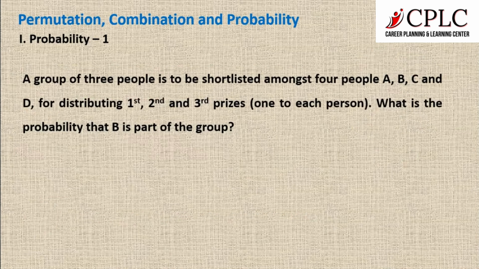Now, using this, let's solve this question. A group of 3 people has to be shortlisted among the 4 people A, B, C, D for distributing the first, second, and third prize, 1 to each person. What is the probability that B is part of the group? If you remember, this is the same question that we had done, but in that case, we had to just figure out the number of ways in which the prizes have to be distributed. But here we are going to figure out the probability, and the favorable outcome is that B has to be part of the group.